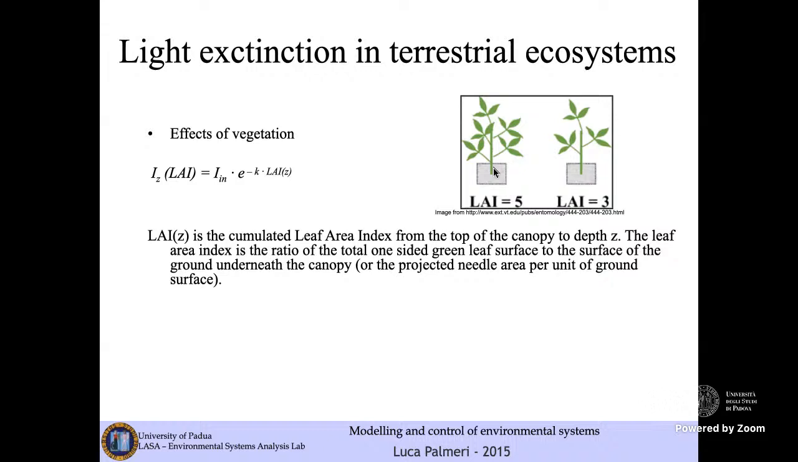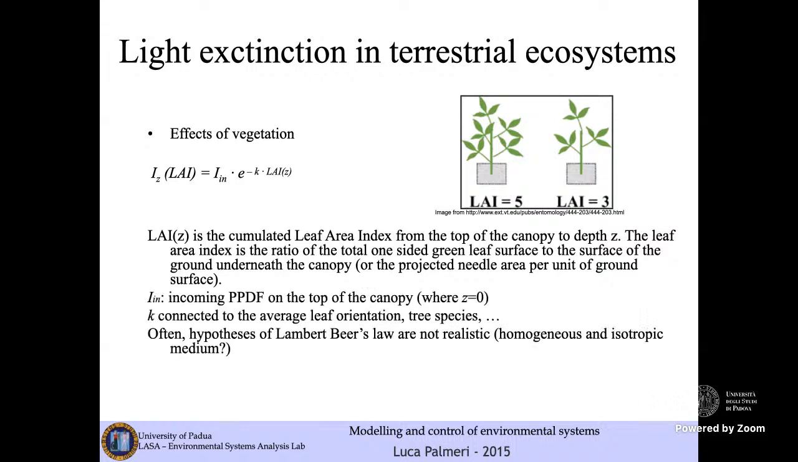So by this parameter, we are able to model somehow the effect of vegetation covering on extinguishing light.